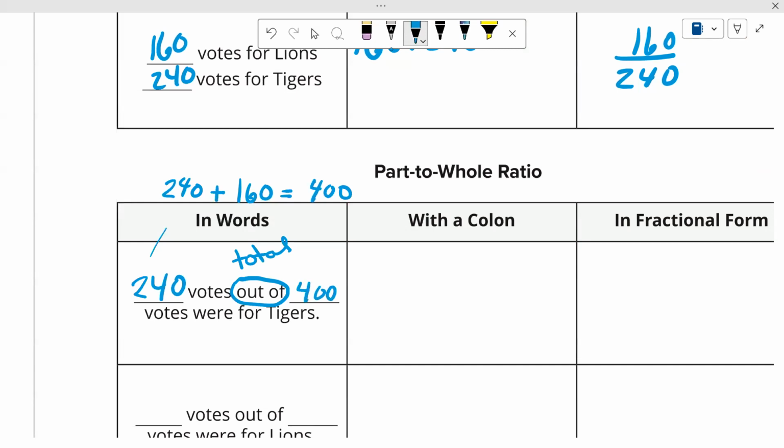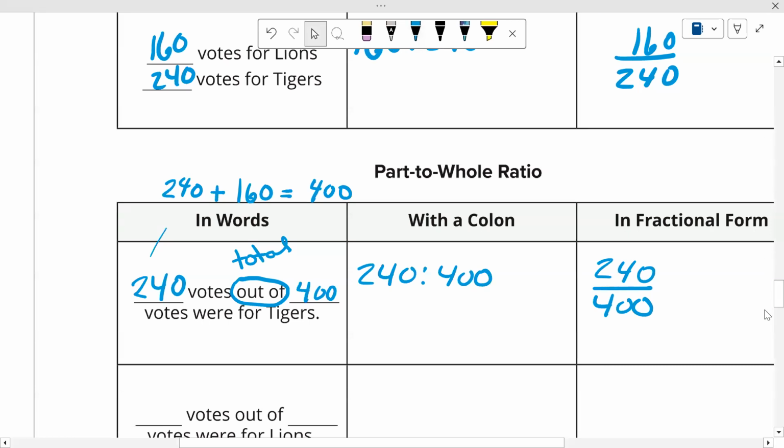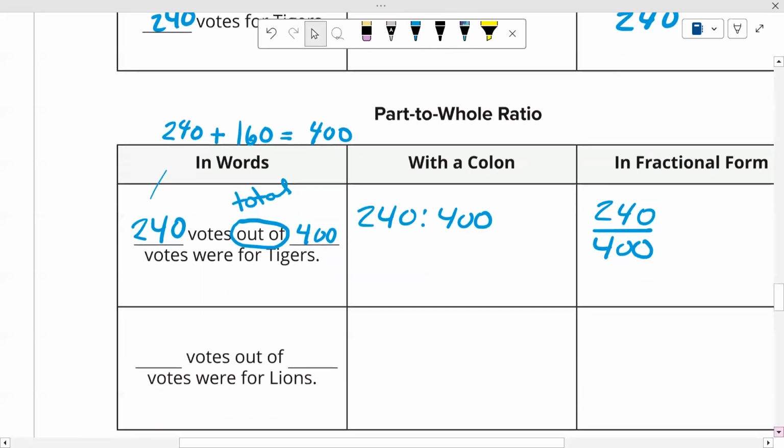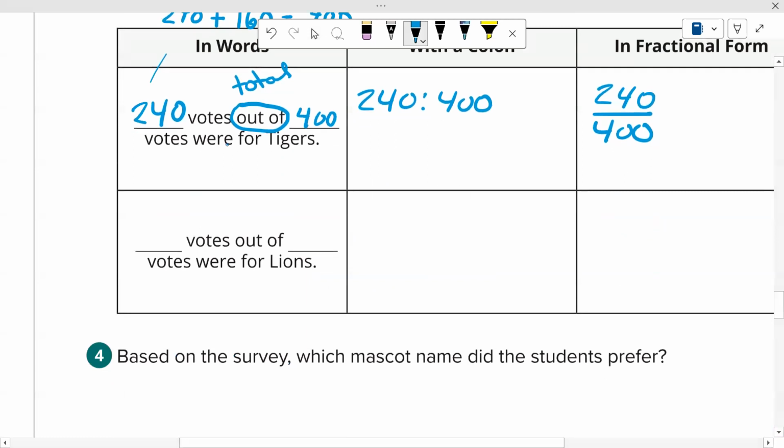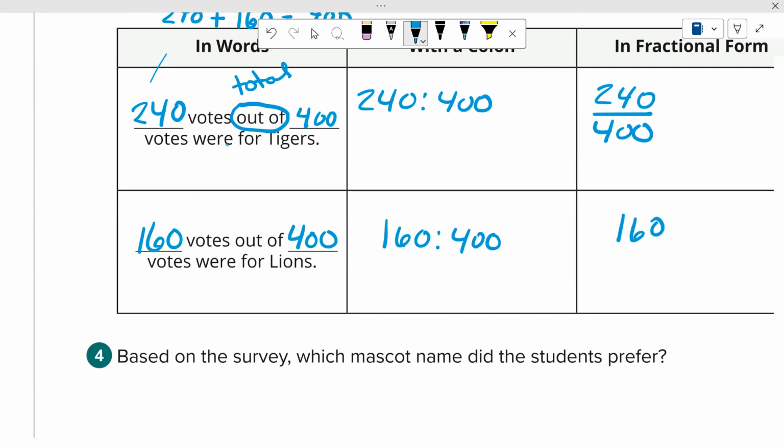400 total. So with the colon, you could do 240 to 400, part to whole, and then in fraction, you would do 240 over 400. And you can include the words there too. And then for the lions, well, it was 160 out of the 400. And you do tigers to total, and you can do tigers to total.